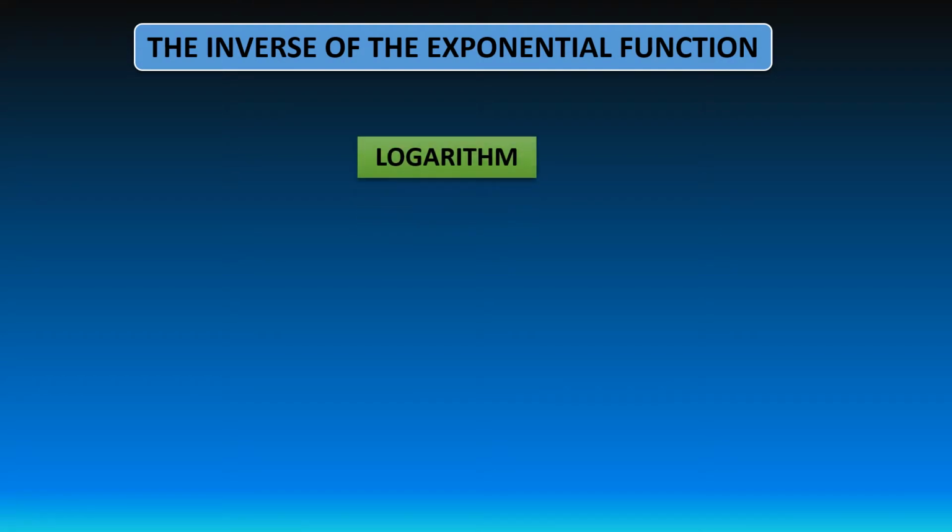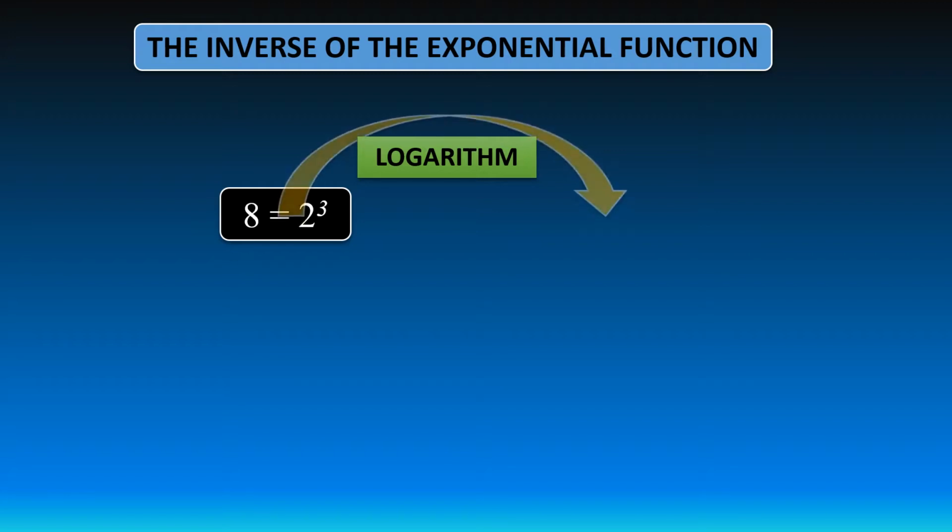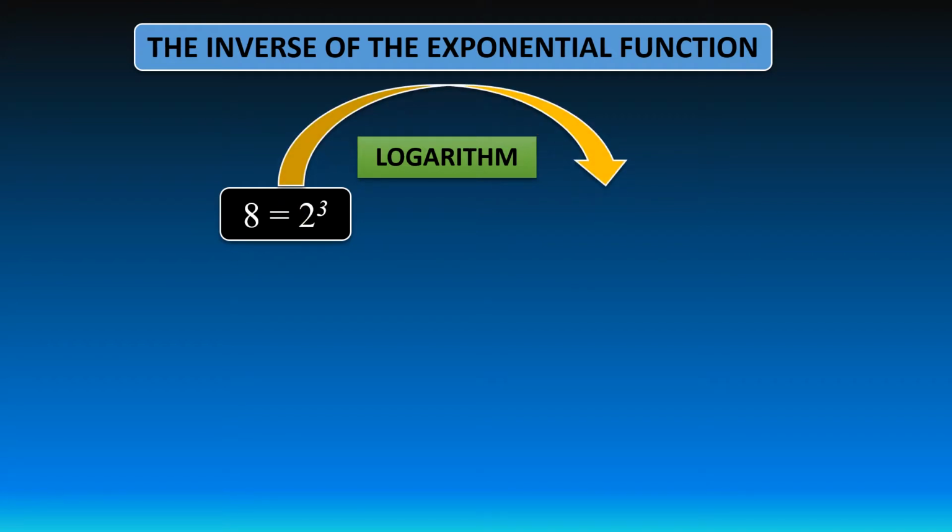For that, we need a little bit of knowledge of the concept of logarithm. We all know that 8 can be written as 2 to the power 3. It's an exponential equation. The same thing can be written as 3 equals log of 8 base 2. The base is 2 again. So one is exponential form, the other one is logarithmic form.